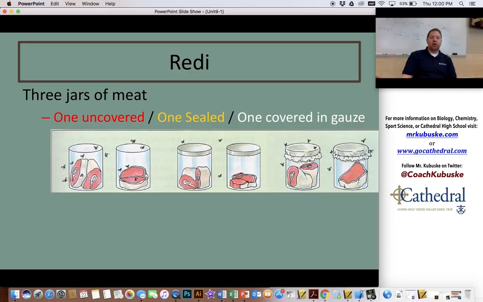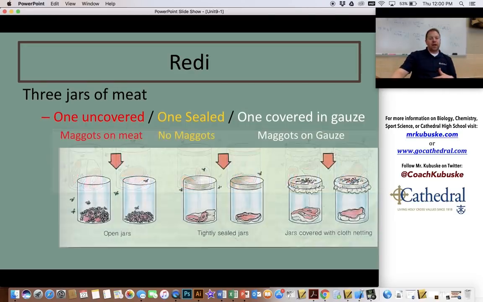Now, if spontaneous generation were true, then obviously all three of them would produce maggots over time. So what actually happened is what you and I would expect to happen. On the open one, obviously maggots and flies appeared. On the sealed one, nothing appeared. It was just the meat. And then on the one with the gauze over the top, the maggots actually appeared on top of the gauze. Well, this wasn't necessarily enough evidence for some people at the time.